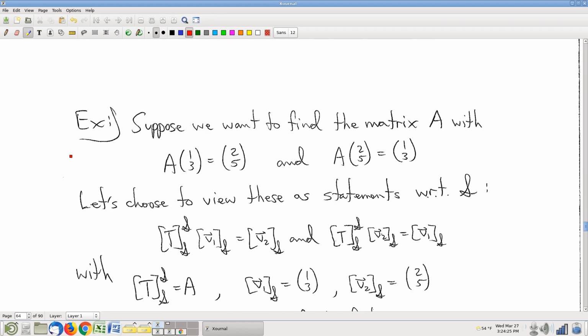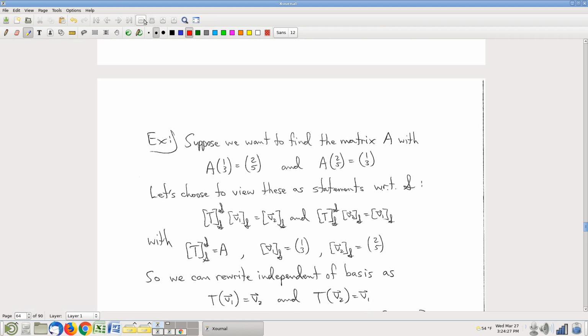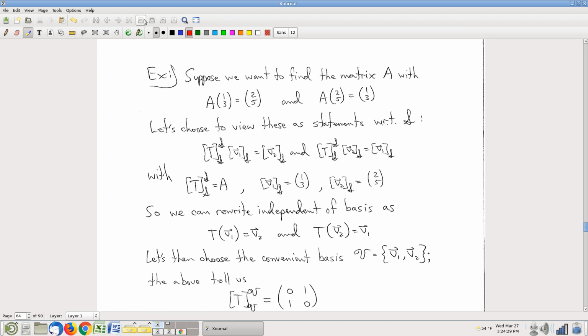Okay, so there's a couple of examples that I have written out in detail here. I'm going to just do one of these. I'm going to do the second one actually, but I'll call your attention to what the first example asks, and that is suppose you want to find a matrix A that has the following two arithmetic properties: that you multiply by (1, 3), you get (2, 5). And furthermore, if you multiply by (2, 5), you get (1, 3). So how would you find such a matrix?